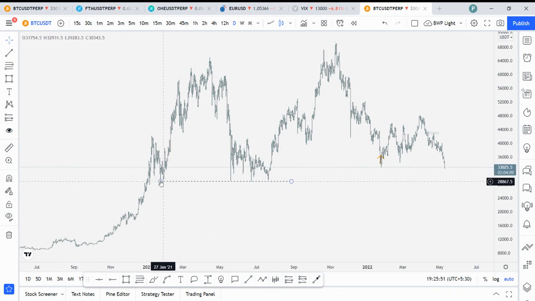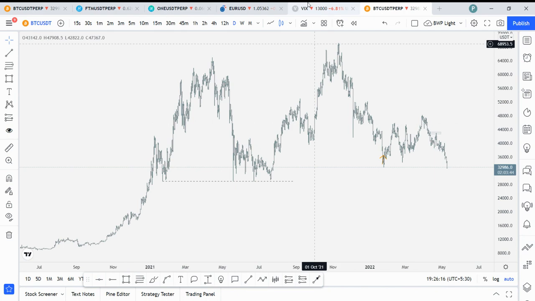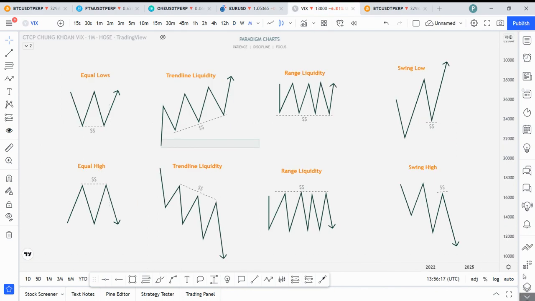So if BFIs are looking to buy, they'll be buying somewhere around here. That's where they'll be looking to buy. And what happens when they buy? Price goes up. When you buy, there is huge demand, price goes up. This is basically the mechanism of how the market works. So let me show you a few trade models based on liquidity.